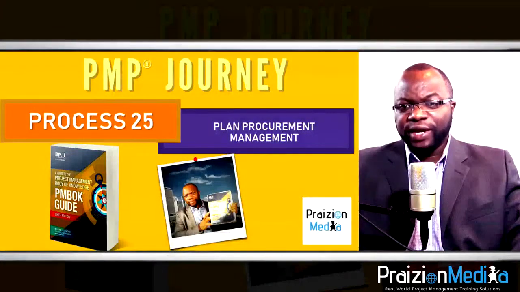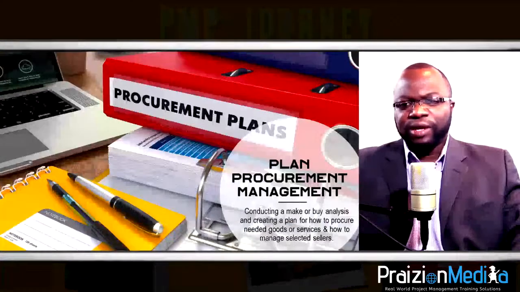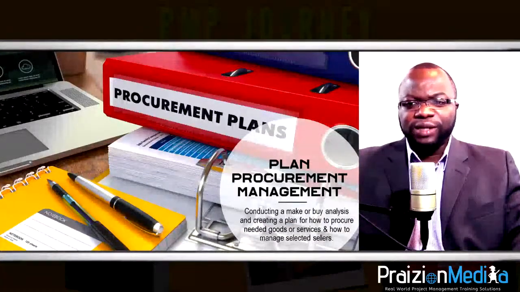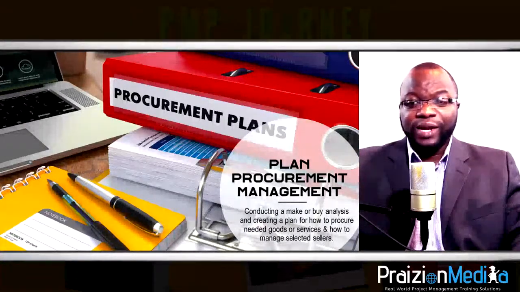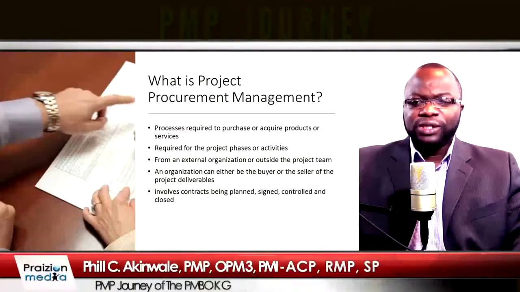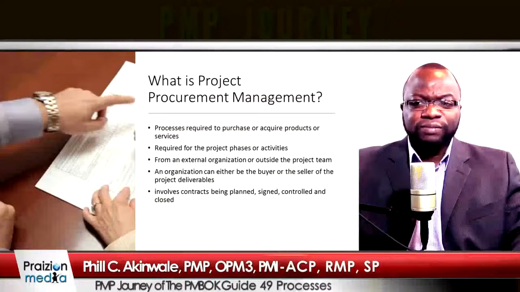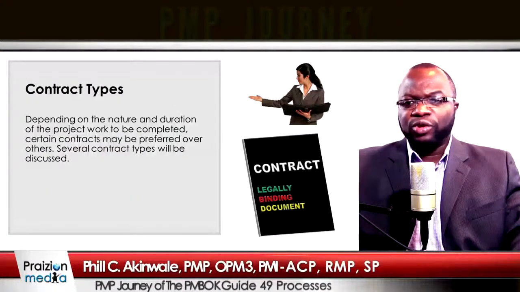Process 25, plan procurement management. All you need to think about in procurement management is, what do we need to purchase? Do we need to procure any services or goods from an external firm? Do we need to purchase supplies? Do we need extra help? This is where you plan how to do it, the contract types involved, and how you would carry out the entire procurement or contracting process.